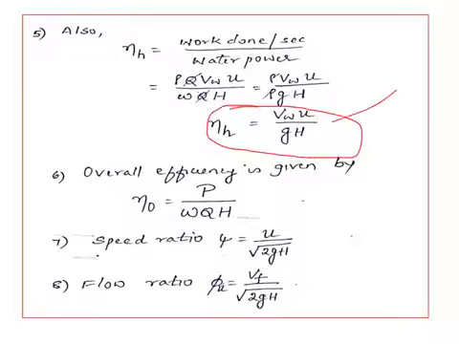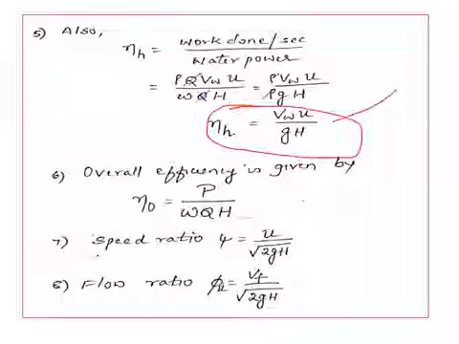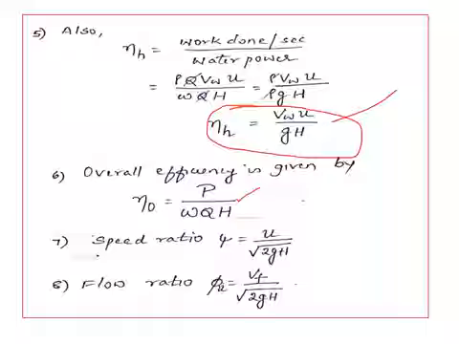Overall efficiency is the shaft power divided by the water power, so it is P by W Q into H. Sometimes in a problem we have what is known as the speed ratio. The speed ratio is U by V, which is U by root 2gH. The flow ratio is, because the flow is constant, Vf by root 2gH. If these values are given, you can make use of them in calculating the tangential velocity as well as the velocity of flow.